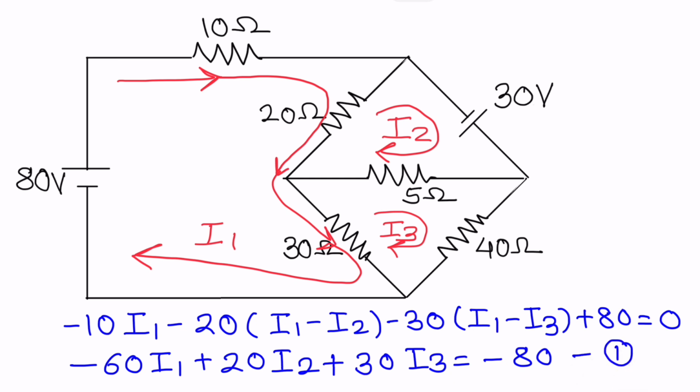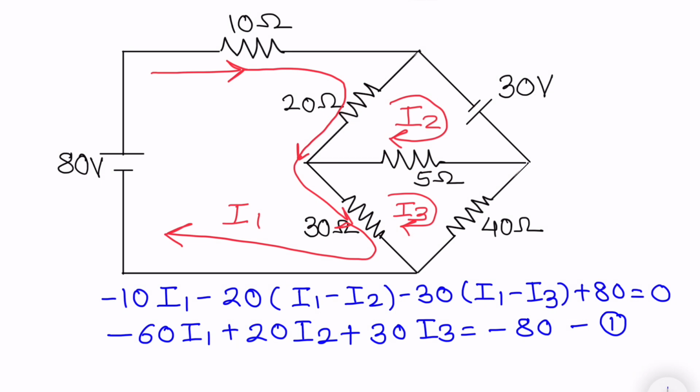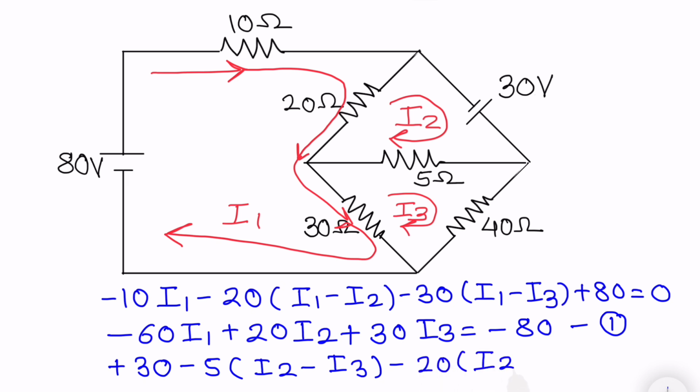This will become your equation number 1, and this will help you to decide the coefficients while solving the simultaneous equations. Let us go to loop number 2 now. Write down the equation. Plus 30 minus 5 (I2 minus I3) minus 20 (I2 minus I1) equals to 0. I will write down the equation for loop number 2 now.